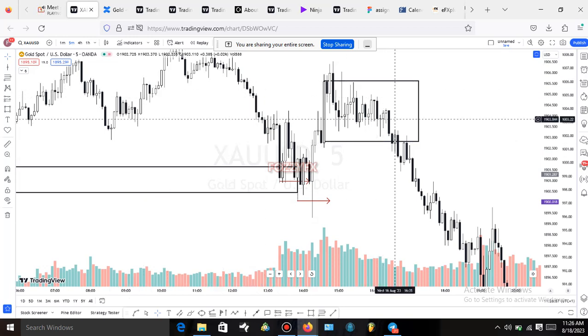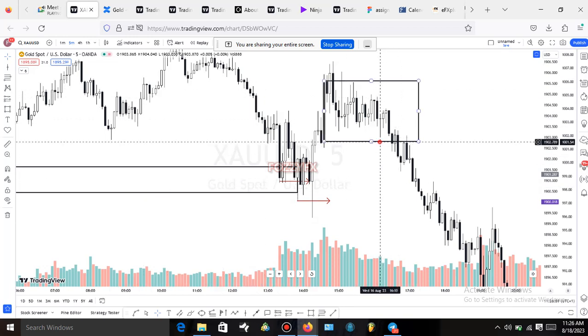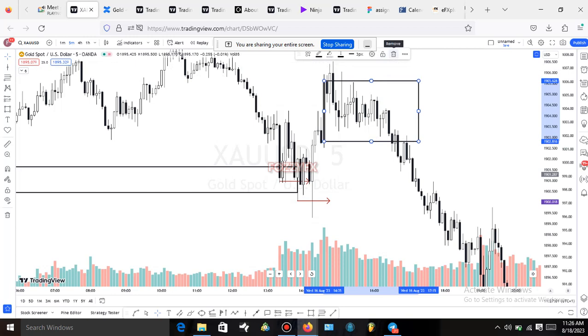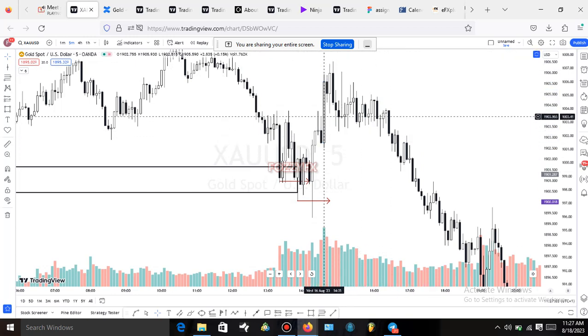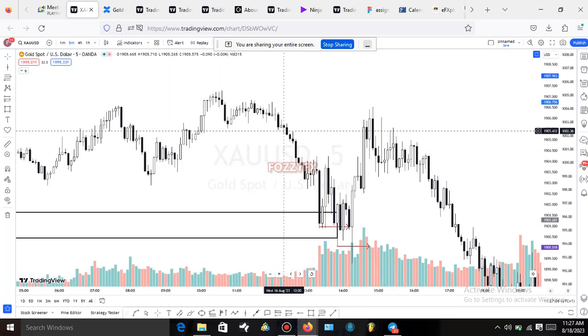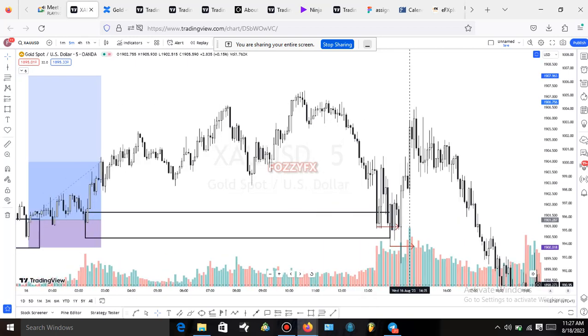So, you want to put things into context too, so you understand. Now, I actually took this sell. I can show you this trade on my chart. This was a high volume buy into an area, and I sold.